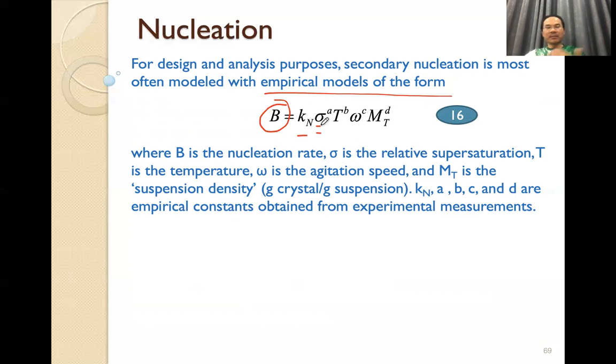Sigma is the relative supersaturation, S minus 1, where S is the supersaturation ratio, C divided by C star. T is the absolute temperature. Omega is the agitation speed, for example in revolutions per minute or per second. MT is the suspension density, maybe gram of crystal per gram of suspension. The suspension means a mixture of solid and liquid. This is the most commonly used in industrial crystallization.